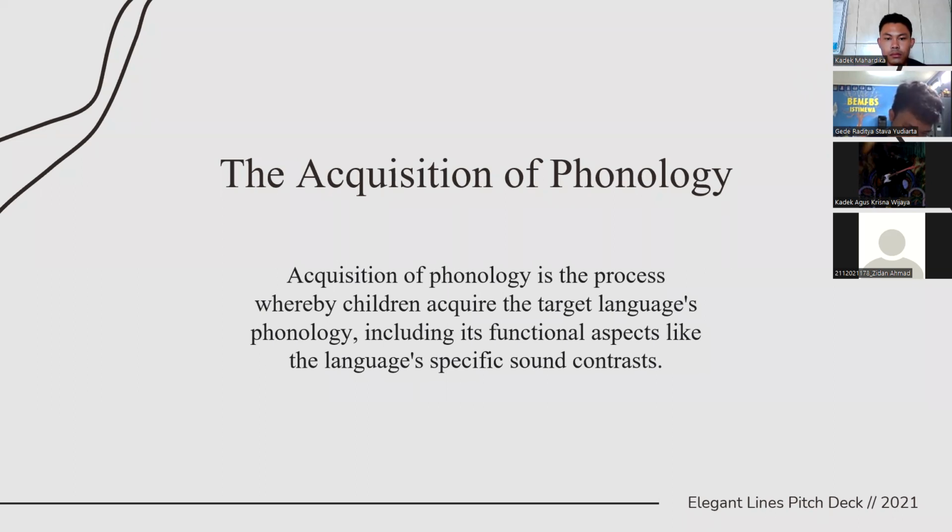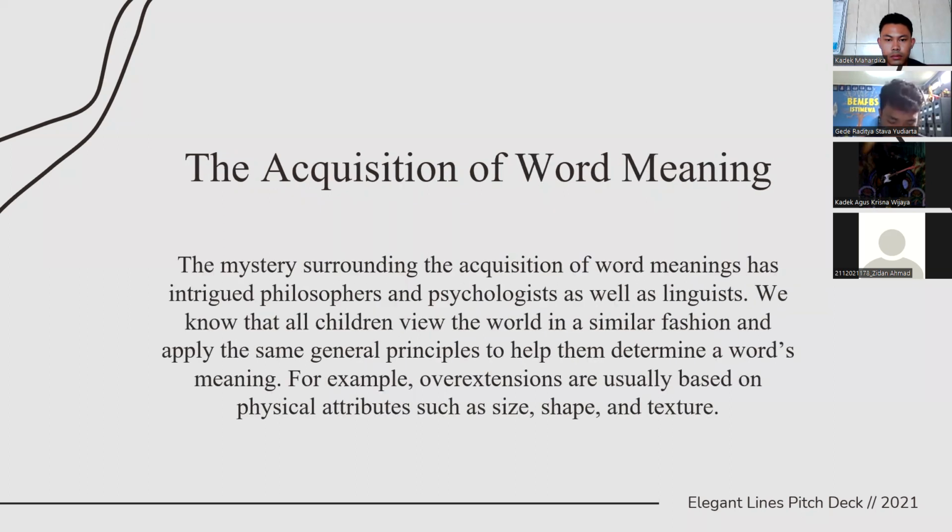Next, the acquisition of phonology. Acquisition of phonology is the process whereby children acquire the target language phonology, including its functional aspects like the language-specific sound contrasts. Next, the acquisition of word meaning. The mystery surrounding the acquisition of word meanings has intrigued philosophers and psychologists as well as linguists. We know that all children view the world in a similar fashion and apply the same general principles to help them determine a word's meaning. For example, overextensions are usually based on physical attributes such as size, shape, and texture.